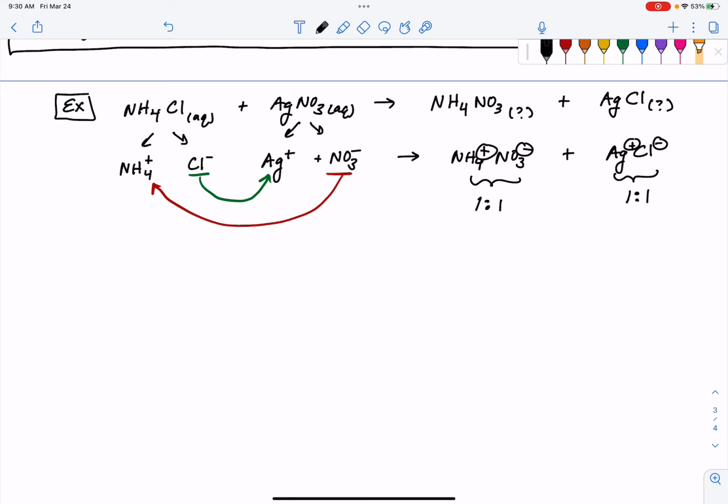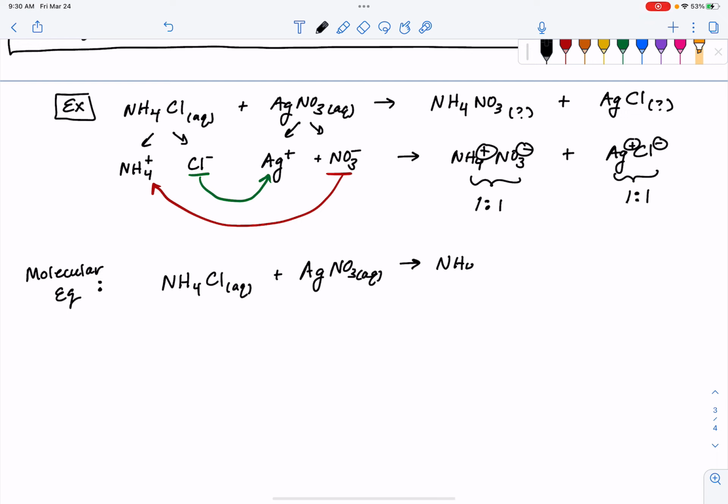So I'm going to just rewrite my overall molecular equation to make sure that I'm balanced. So ammonium chloride aqueous comes together with aqueous silver nitrate to form ammonium nitrate, whose phase we do not know, and silver chloride, again, whose phase we do not know.